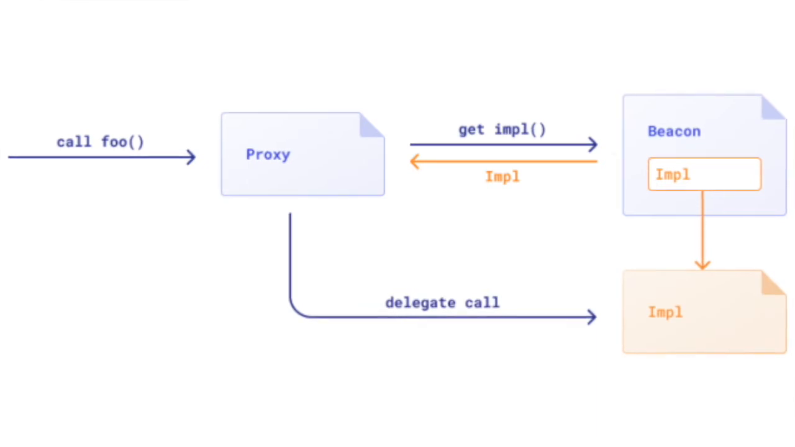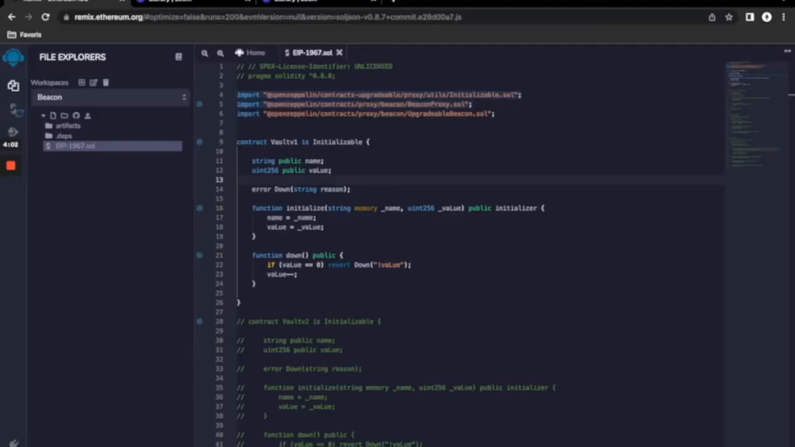And by the way, you will find the GitHub repository in the description for the code I'm going to show you. So let's start with Remix. We will have a vault contract with a factory contract, and the factory must be able to create vaults. And vaults will be deployed with a proxy at each deployment.